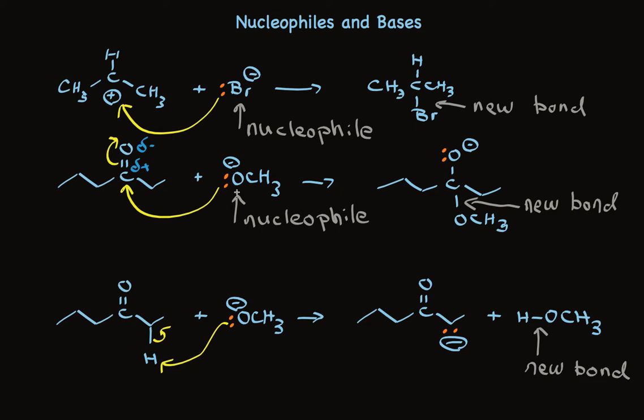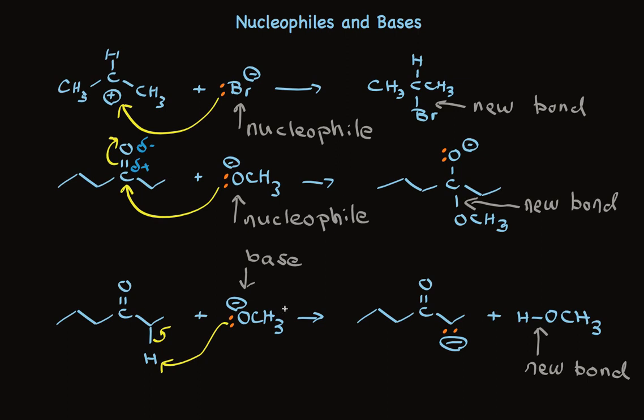Now conceptually, this is exactly the same thing that we wrote up here, where we called methoxide a nucleophile, as it formed a bond with carbon by sharing a pair of electrons. When this same methoxide shares a pair of electrons to form a bond with hydrogen rather than carbon, we call this a base. It's the same ion doing the same kind of thing.